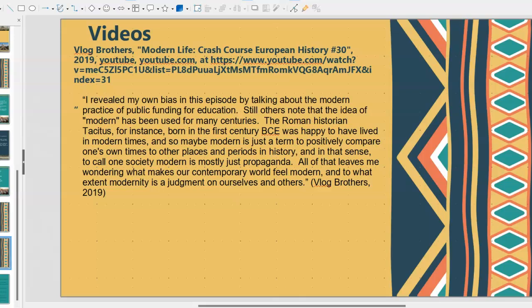To pick back up with Green, all of this leaves me wondering what makes our contemporary world feel modern, and to what extent modernity is a judgment on ourselves and others. And I bring this to your attention, and I think it's very informative, because this really is a big part of why I hate words like modern and progress, those words that really don't mean anything, but certainly have a big tinge of condemnation or criticism in them. So when you use words like that, be sure you define what you mean.